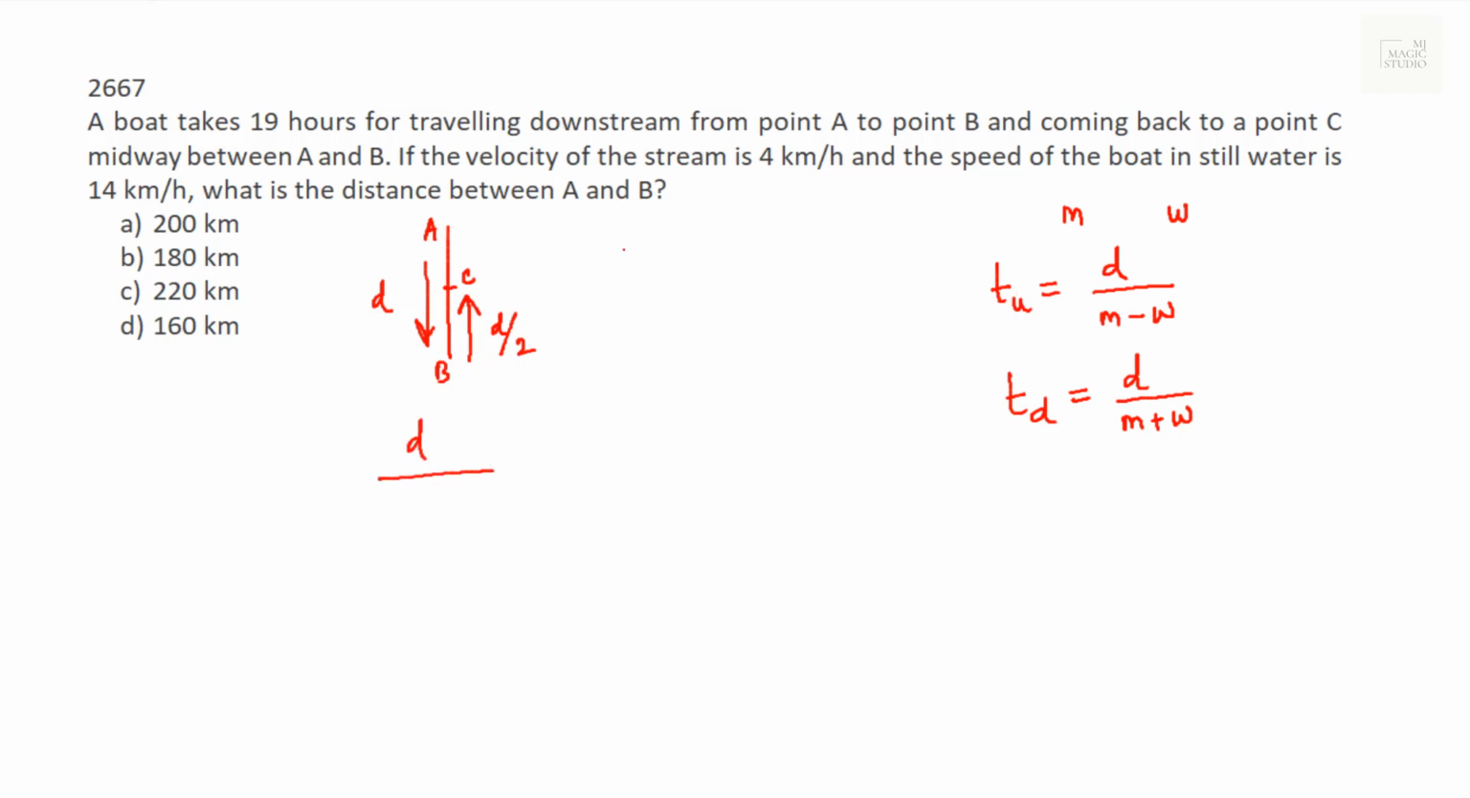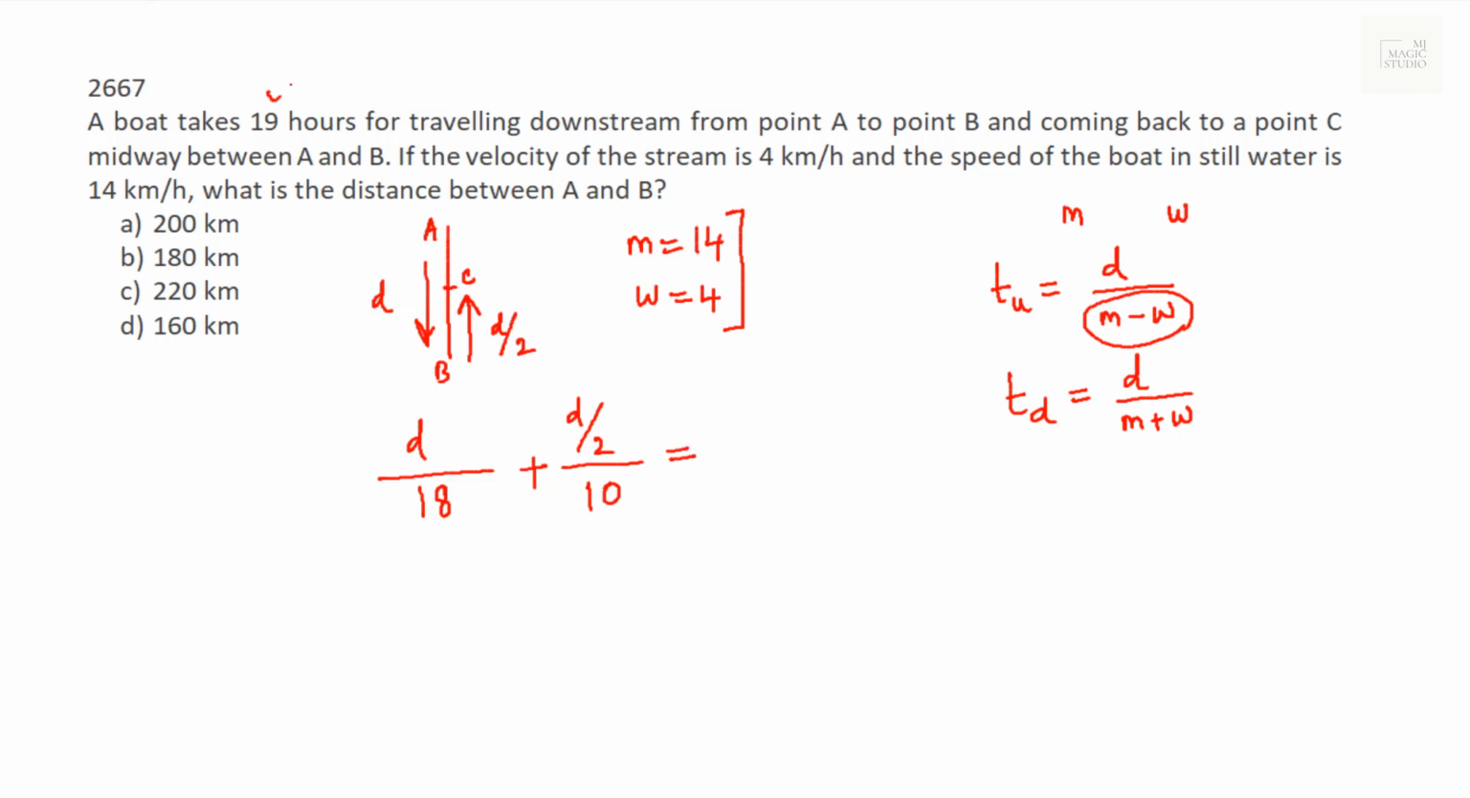m minus w. In this question m is equal to 14 and w is equal to 4. So m minus w is 14. Sorry, we are moving downstream, so it should be d upon m plus w. Pardon me for that. So m plus w is 14 plus 4, that is 18. Plus now the boat is traveling upstream and the distance traveled upstream is d by 2. And when it is traveling upstream, the effective speed would be m minus w. So that would be 14 minus 4, which is 10.